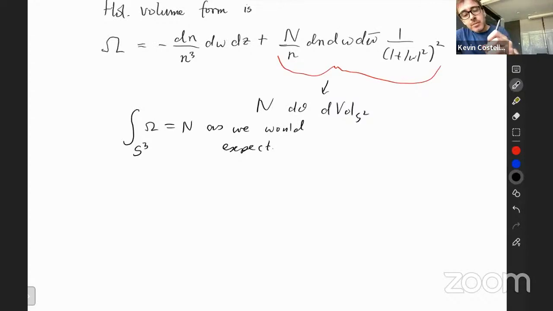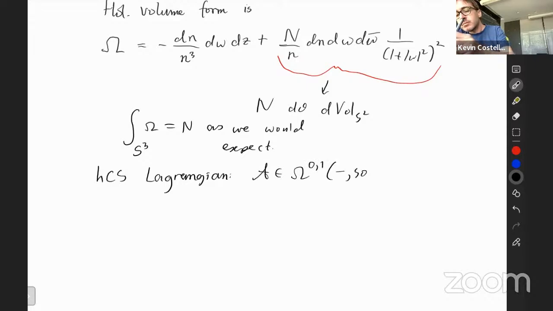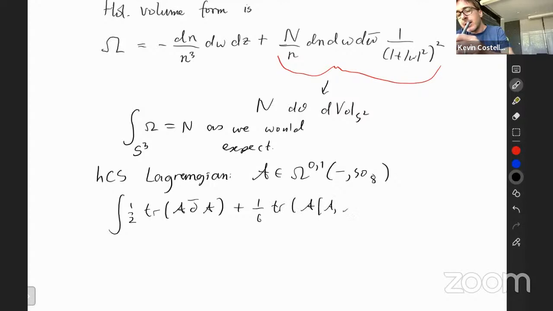So recall the holomorphic Chern-Simons Lagrangian. We're going to have a gauge field, because there's a (0,1)-form in this geometry, valued in the Lie algebra. It looks like one half integral trace of A dbar A plus one sixth trace of A cubed. And this whole thing is hit with the holomorphic volume form.